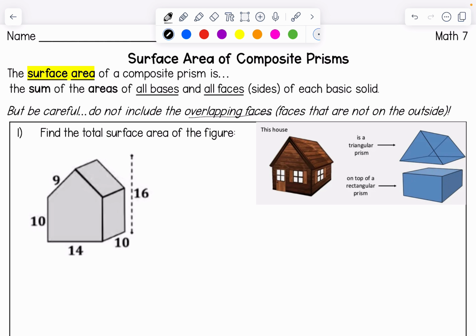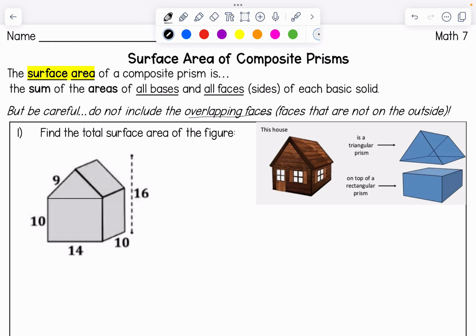So for example, here we have a composite prism. You can think of this kind of like a little house. And so we have a triangular prism on top of a rectangular prism. I'm going to start by splitting this and demonstrating how this house might be broken apart. So I'm going to go ahead and split that, and I'm going to write in some dimensions too.